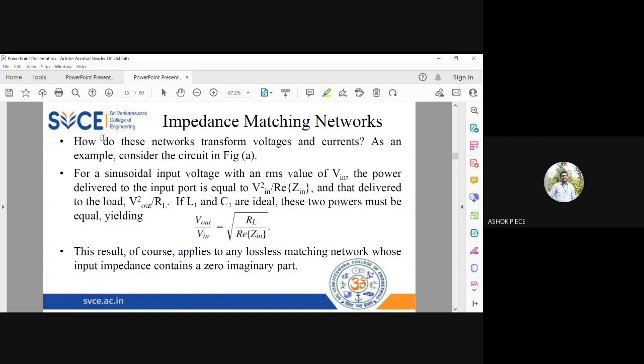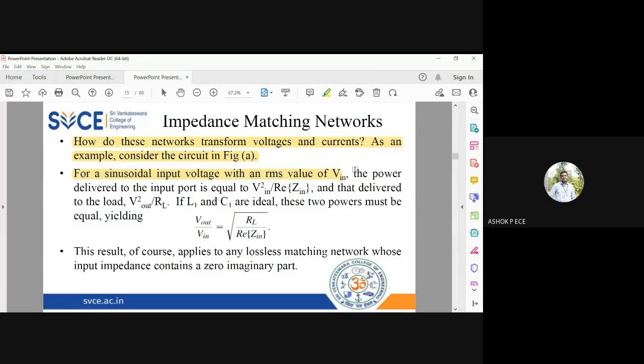So impedance, how do these networks transform voltage and current? We are going to see, just by adding an inductor and capacitor in shunt, how my voltage or current or power is getting transferred. So assume that I am going to excite the network with a sinusoidal input whose RMS value is V in.